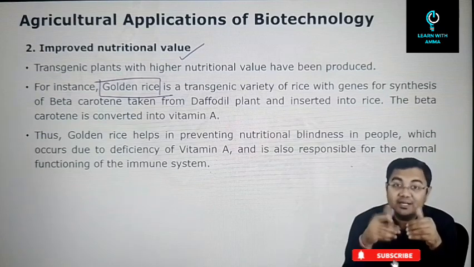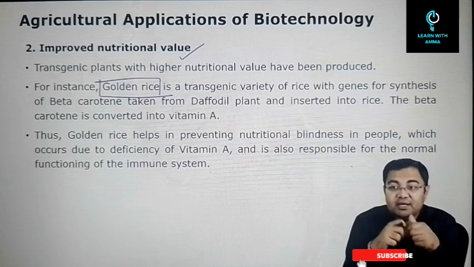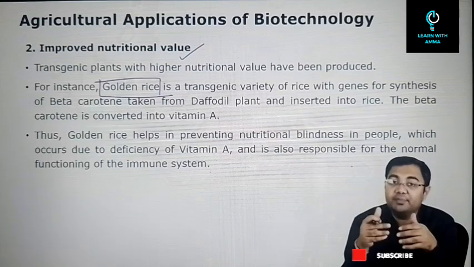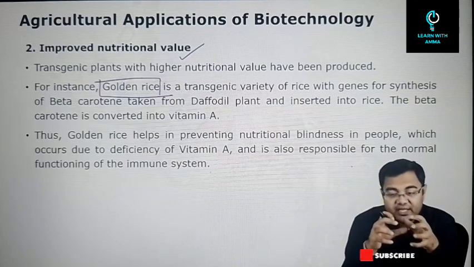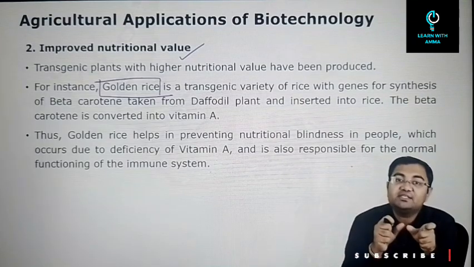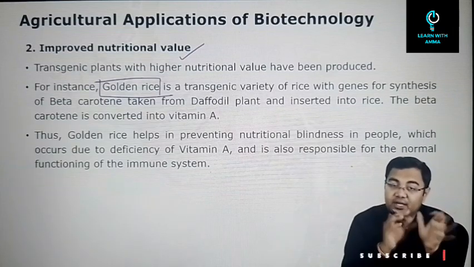Golden rice basically becomes golden mainly because of something called beta carotene. And this beta carotene is the one that leads to production of vitamin A in the crops. So beta carotene will help in production of vitamin A. Beta carotene is a kind of a gene, and this gene is present in the daffodil plant.